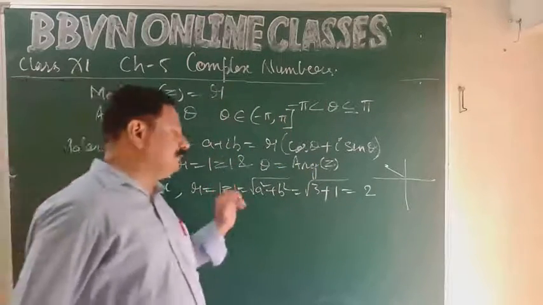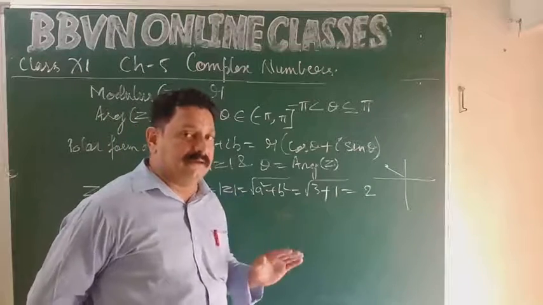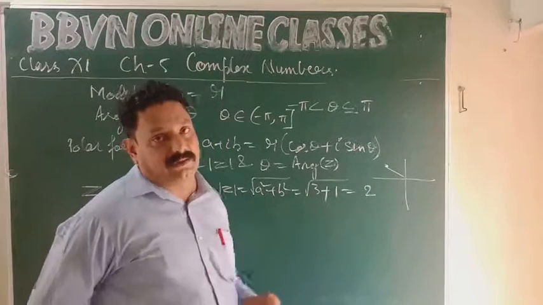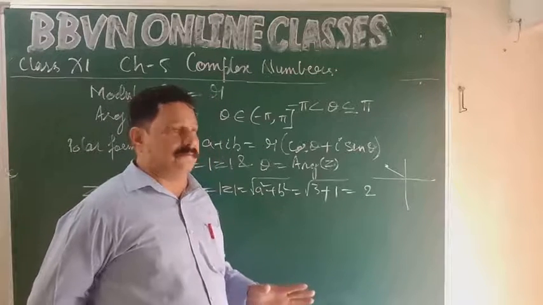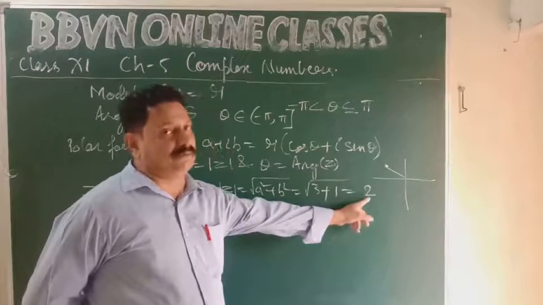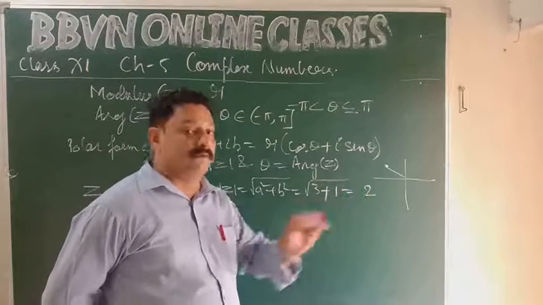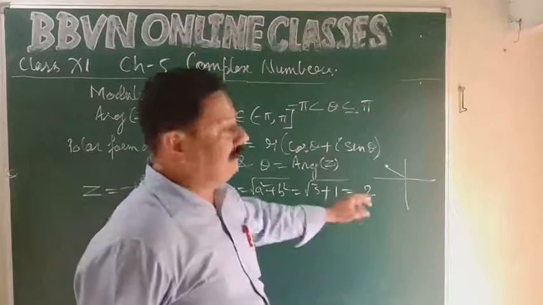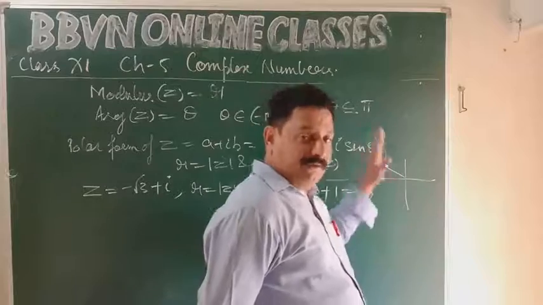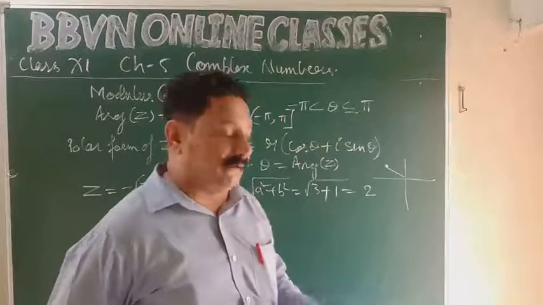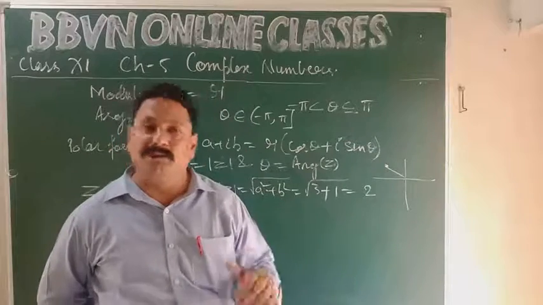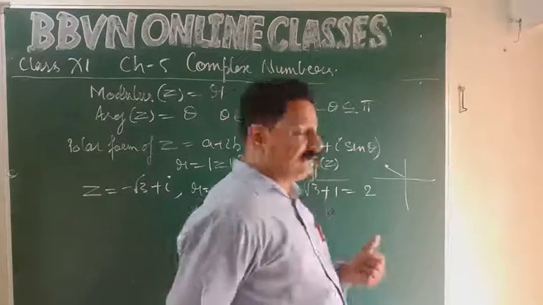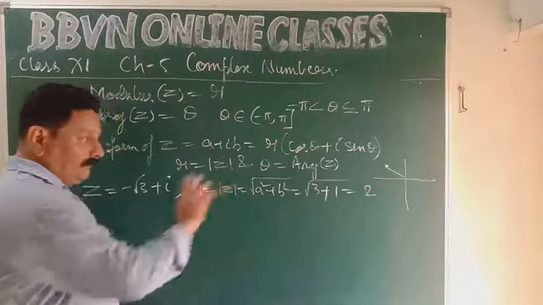You may write under root 4 as plus 2 or minus 2. But what does modulus of z represent? It represents the length of the line segment. Length of any line segment cannot be negative. So always you have to consider the positive one only. So under root 4 will not be minus 2 here, it will be plus 2 when you are talking about modulus of z. Otherwise, if anywhere in algebra you get a quadratic form, you have to write both the values, positive as well as negative.